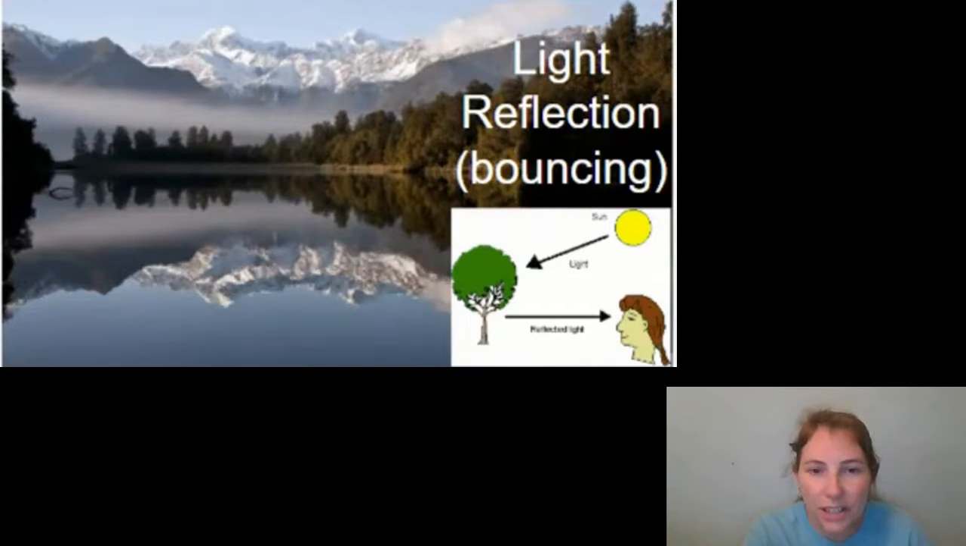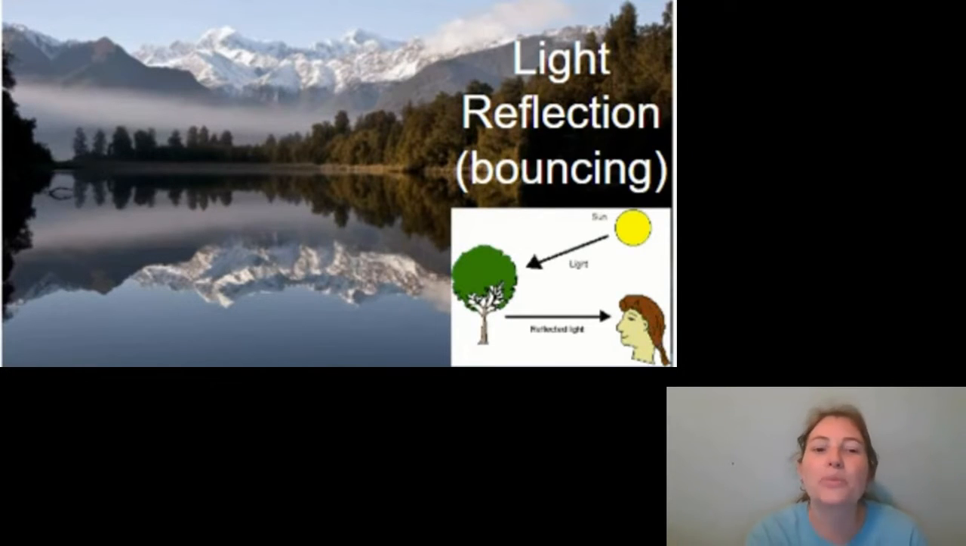If you look at the little picture over here, we have the sun shining, so that would be the source of the light, and the light hits the tree. And some of that light is reflected or bounces off the tree, kind of in all the different directions. And some of it ends up bouncing basically to your eyes, and that's why you can see a tree.